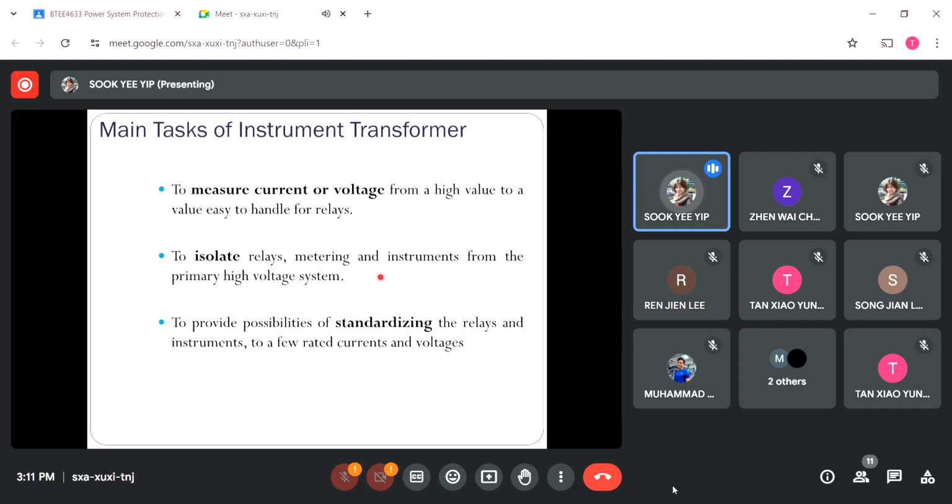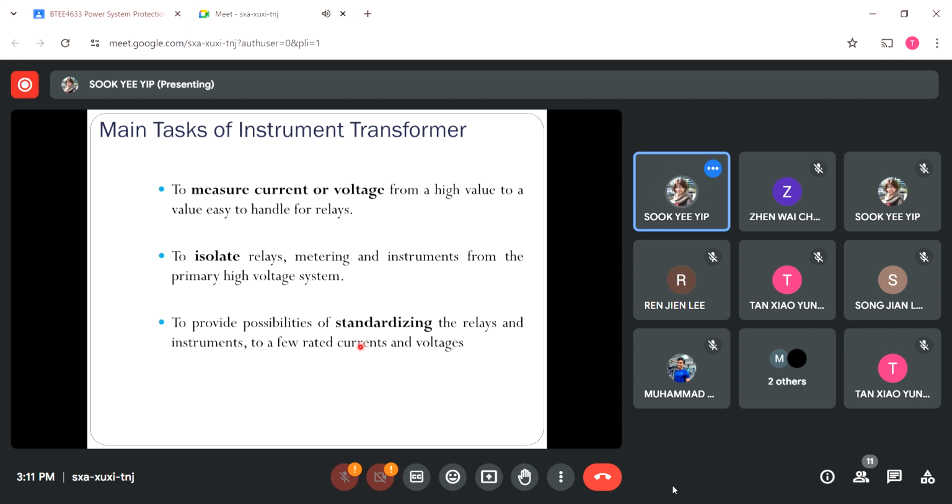And one more function: if we are using the instrument transformer, it also allows us the possibility of standardizing the components like the relays and instruments, with the secondary windings rated at a much lower value, which in terms of current transformers will be rated to a standard rated current, which is much smaller.